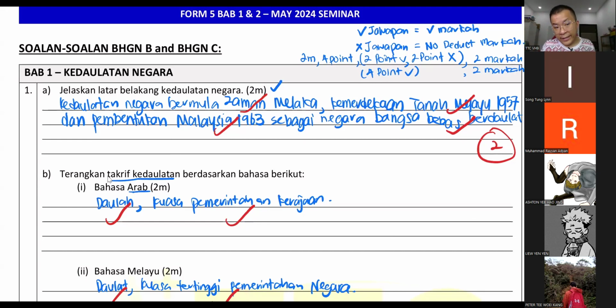So in the exam you can just write like this. For example, terangkan takrif kedaulatan berdasarkan bahasa berikut. You can straight away write daulah. The Arabic word for daulat is daulah. Daulah, comma, kuasa pemerintahan kerajaan. In Bahasa Melayu it is called daulat. Daulat, comma, kuasa tertinggi pemerintahan negara.